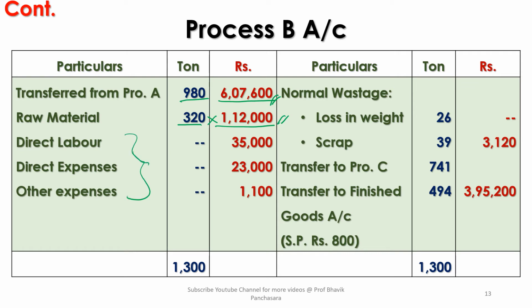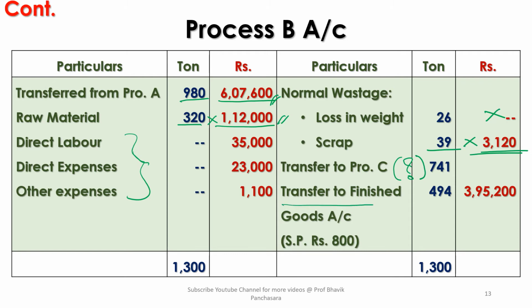After that, never show an amount for loss in weight. Scrap value: for 39 ton in process B, scrap value is 80 rupees per ton. So 39 into 80 we will receive 3120. After that, transfer to process C. Here we have to show cost price, cost per ton, and that we have to calculate.